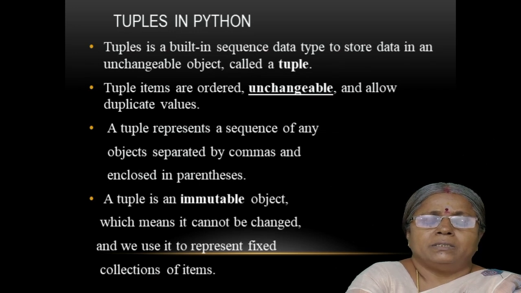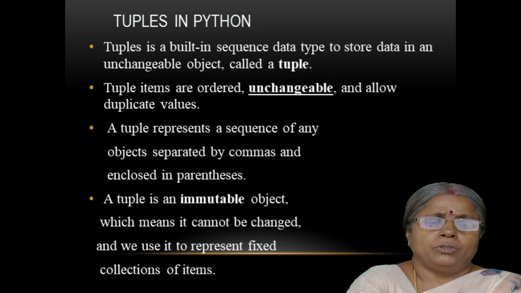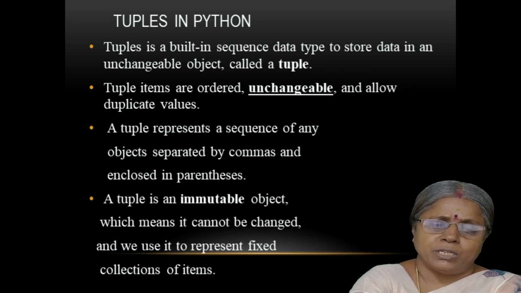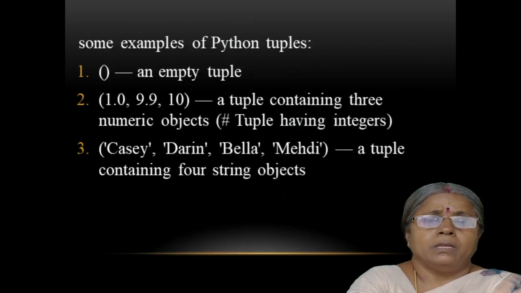The next data structure used in Python is tuples. A tuple is a built-in sequence data type used to store data in an unchangeable object. It is unchangeable and allows duplicate values when we store the information as a tuple. A tuple is an immutable object, which means that it cannot be changed, but we can use it to represent a fixed collection of items. How to create a tuple in Python.